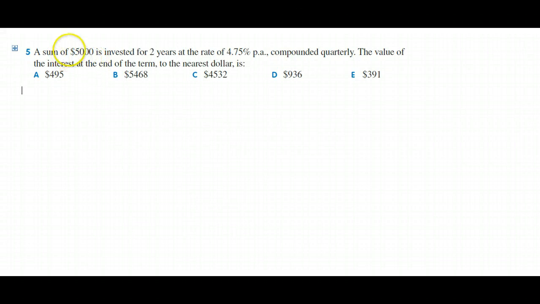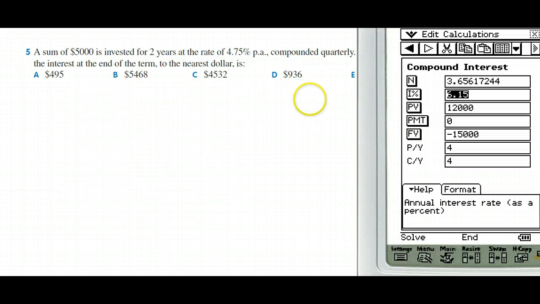Okay, in question 5 it says a sum of $5,000 is invested for 2 years at this rate and it's compounded quarterly. The value of the interest at the end of the term will be what? Okay, so this is compound interest again. We'll use our compound interest calculator. So we're investing it for 2 years and it's compounding quarterly. So the number of compounding periods will be 2 times 4. And the interest rate is 4.75.